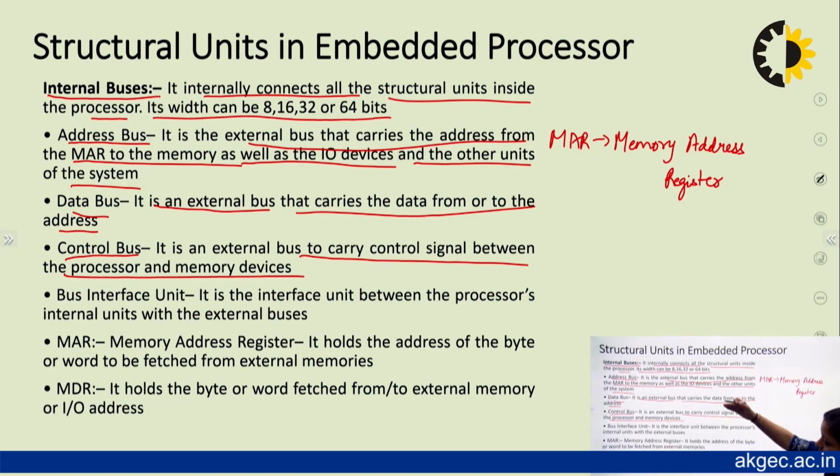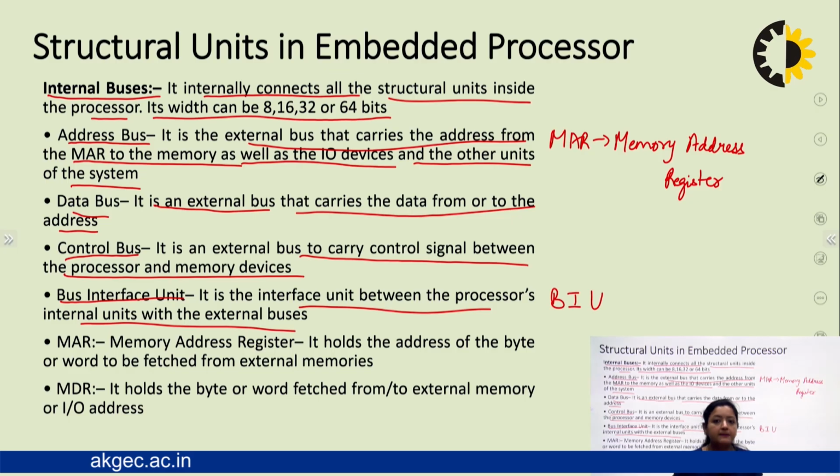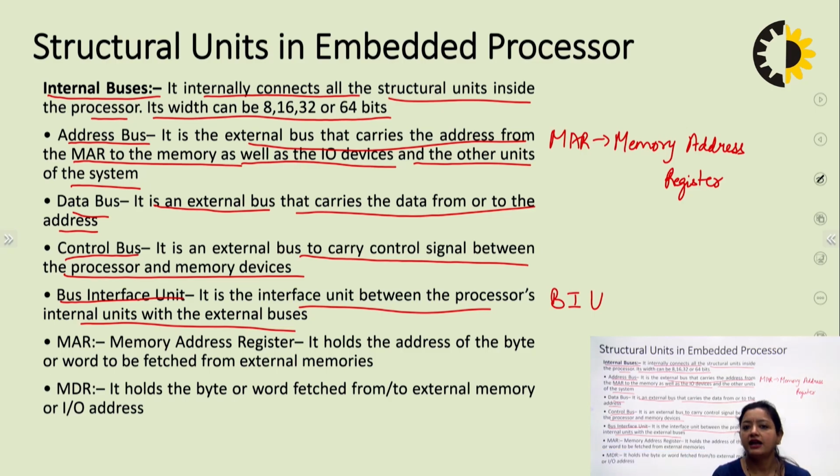And for all these 3 different kinds of buses, there will be a bus interface unit, BIU. Isko we call in short, the unit is BIU. It is the interface unit between the processor's internal units with the external buses. So these 3 buses, that is address bus, data bus and control bus, these 3 buses are interfaced with the microprocessor with the help of BIU, that is bus interface unit.